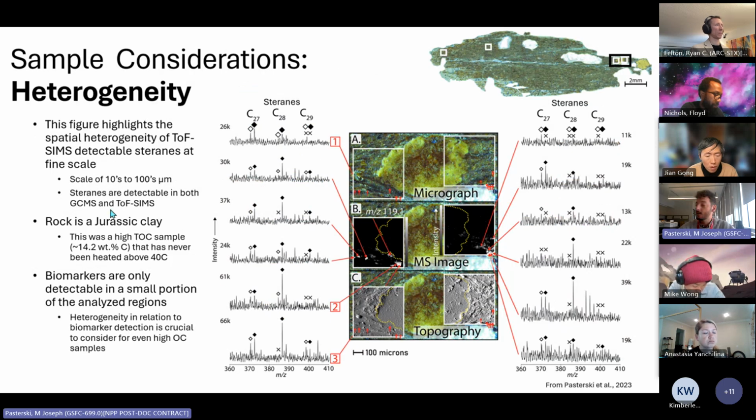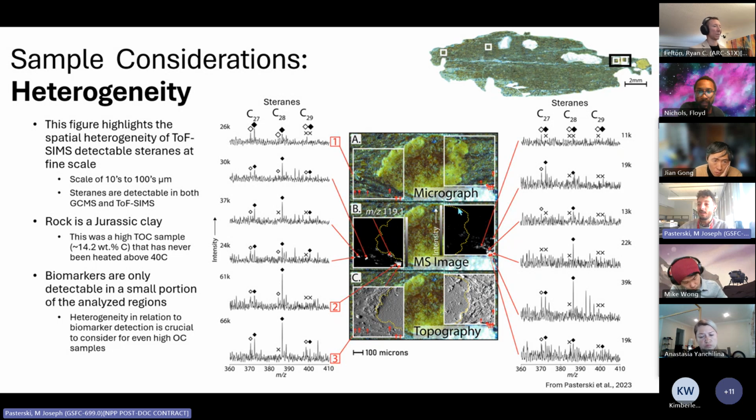I'm not going to go over this whole slide because I don't want to kill our time, but I do want to touch on something we talked about before, which is sample scales and heterogeneity. This is a sample I analyzed using TOF-SIMS, showing small 500 by 500 micron windows of spots we've analyzed, looking specifically at these sterane biomarkers, which are specific biomarkers for eukaryotes. Even in these rocks that have extremely high total organic carbon content that have never been heated, so my biomarkers have never migrated, there's still, in regions that have organic matter, a huge variation in where these different biomarkers are at the scale of tens to hundreds of microns.